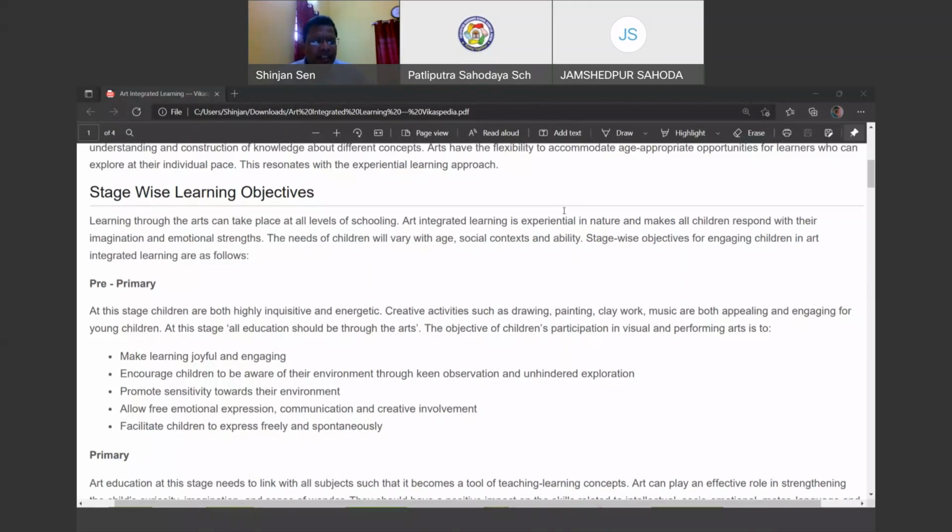So this is the stage where children are highly inquisitive, they're highly energetic, and if we can, thank you, Vinod, Bablu Kumar Sarji, for your response.